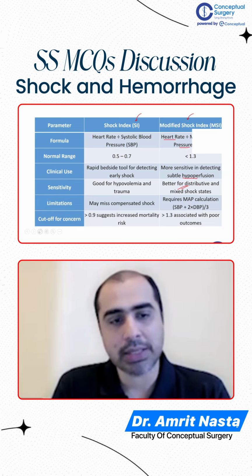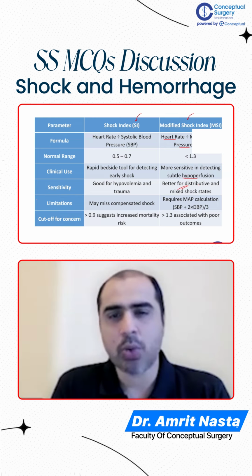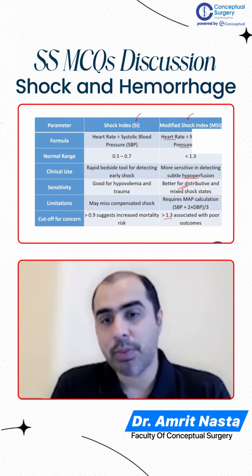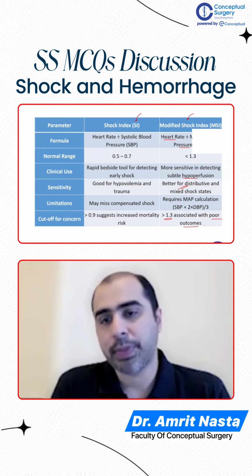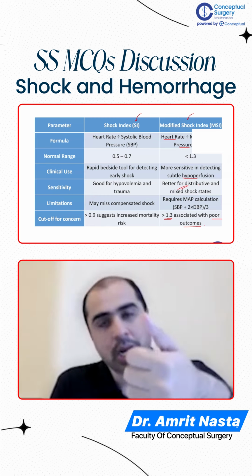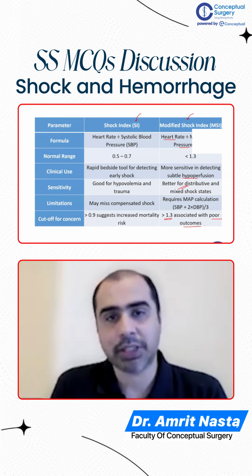A normal should be less than 1. Up to 1.3 is okay. If it is more than 1.3, it is a poor outcome, right? It means heart rate is too much and the MAP is too little as a fraction.